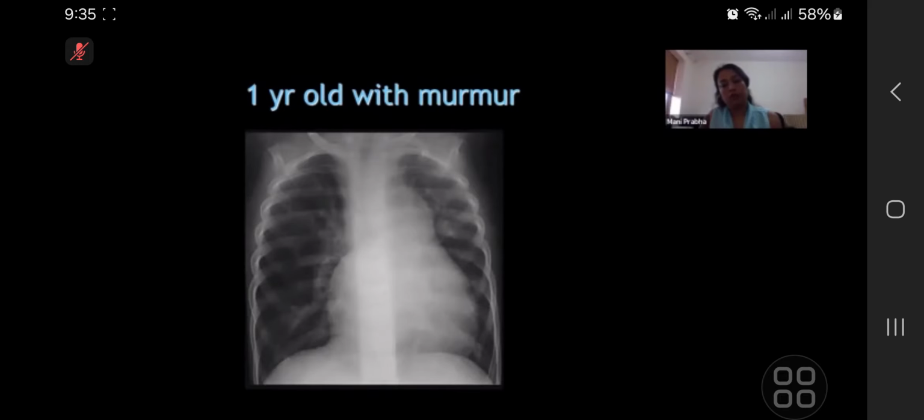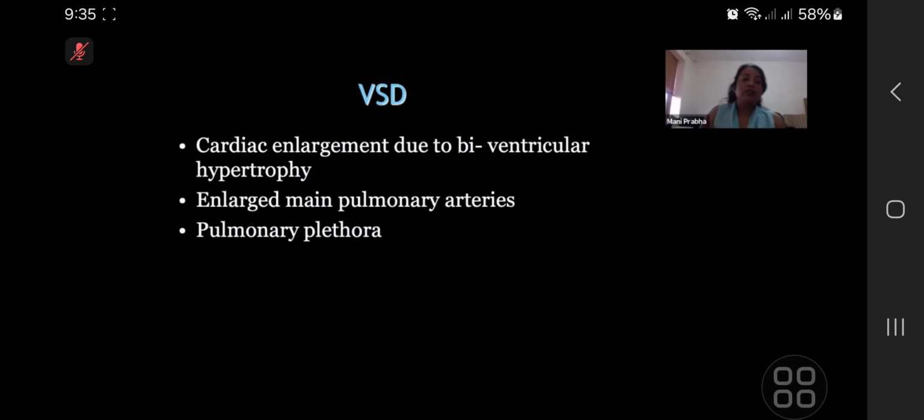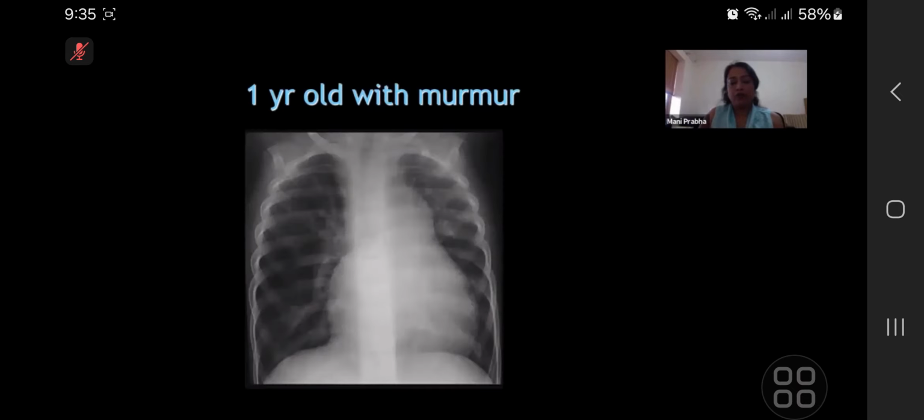Wonderful, wonderful description. And yes, it is VSD indeed. So what happens in VSD? There is a shunt in the ventricles, so there is cardiac enlargement and biventricular hypertrophy. If you look carefully, there is slight dipping of the apex, but you may not appreciate it in all cases.